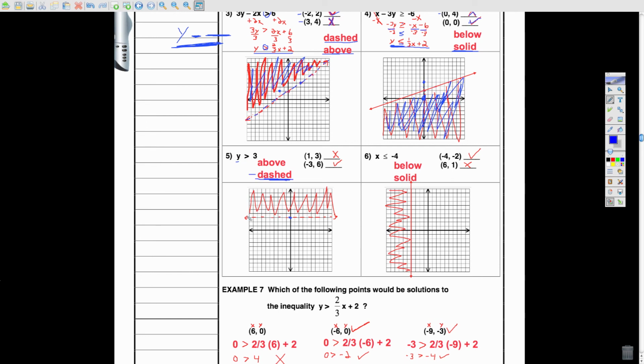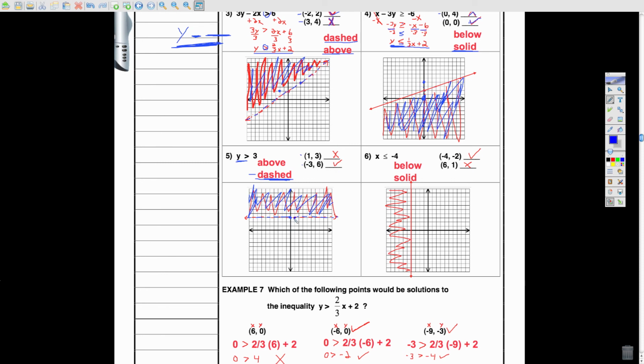Now, again, same thing. Is it a dashed line? Well, it does not have a line under the sign, so it is dashed. You can see I dashed the line going across here. And then I got to figure out, is y greater than? Y is greater than this number, so I'm going to shade above the line.